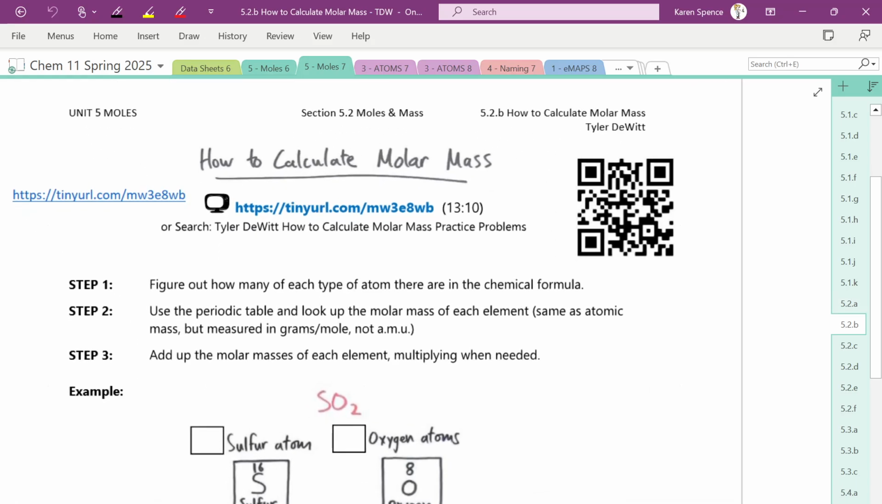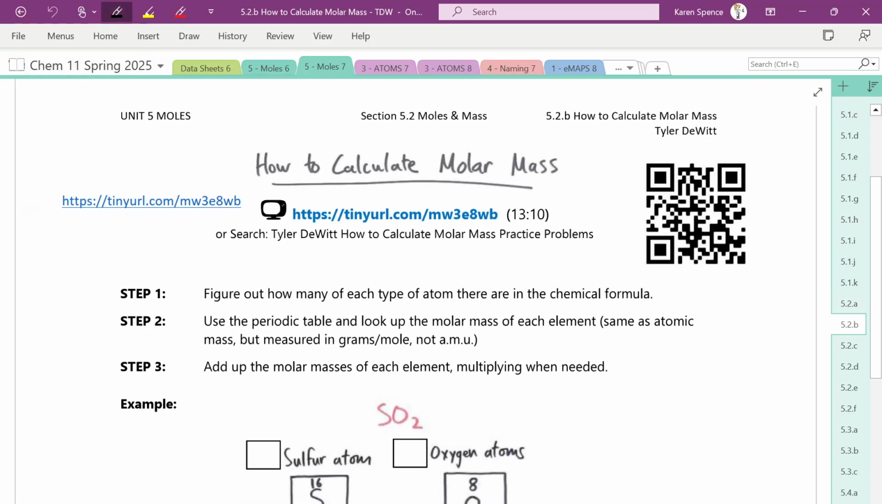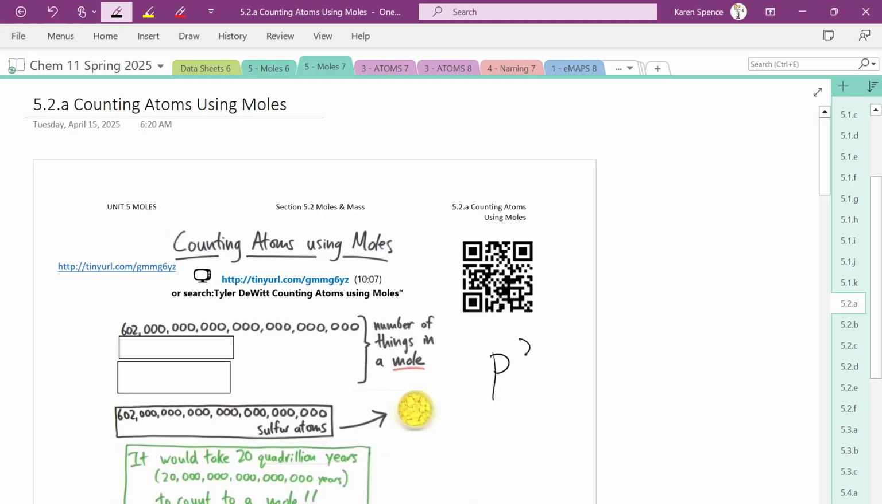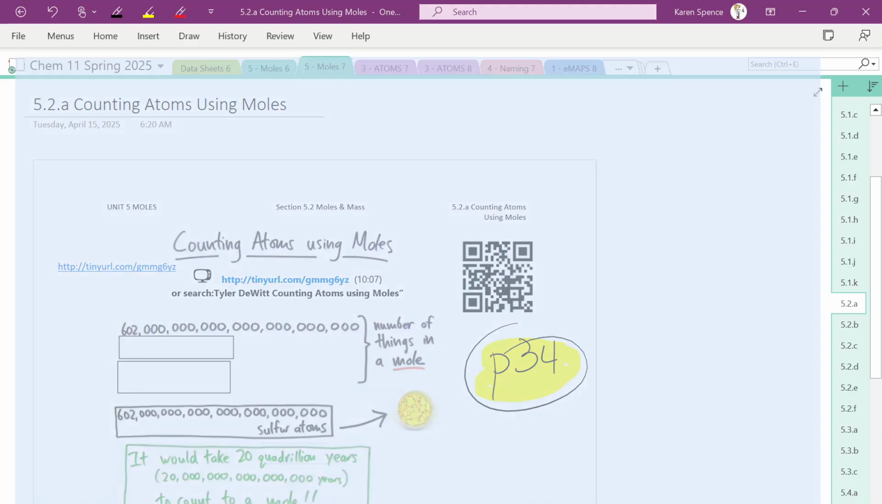And we're going to hang out with Tyler for a little bit, page 34. Oh, no, not 30. Yeah, this is 34, but I have the wrong page here. Page 34. There we go. That looks better.